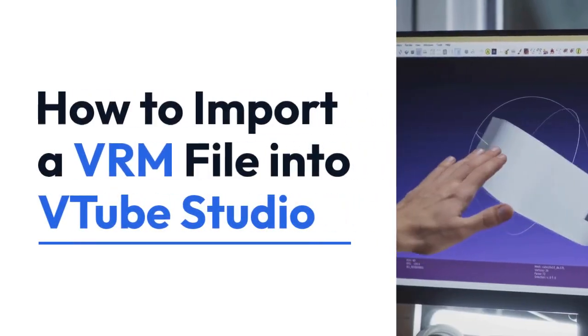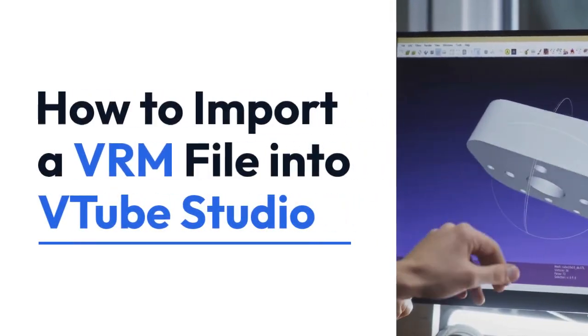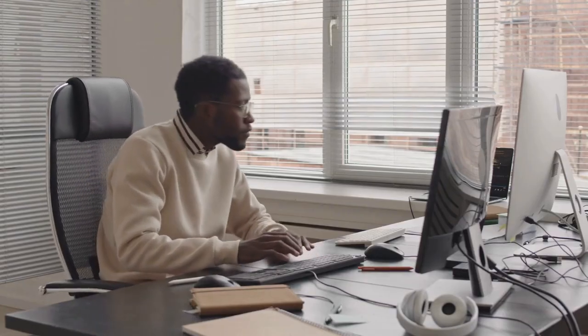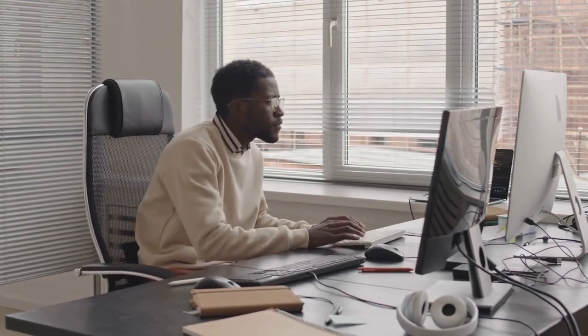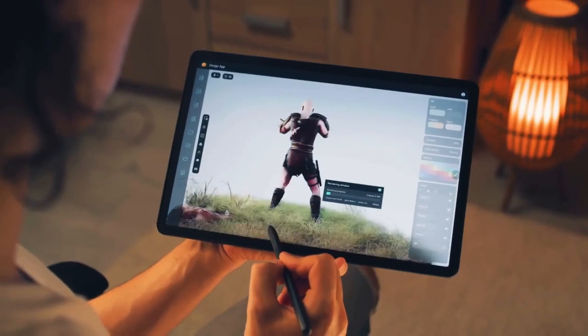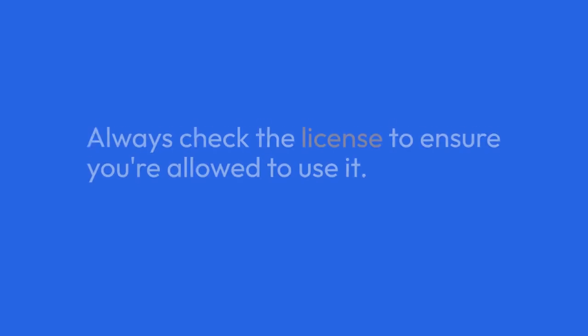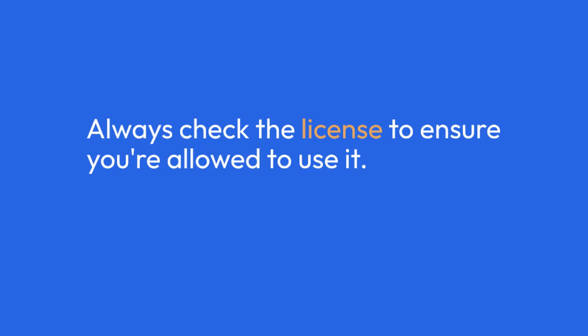We're going to explain how to import a VRM file into VTube Studio. First, make sure you have the latest version of VTube Studio installed. Then download your desired VRM model from a reputable source. Always check the license to ensure you're allowed to use it.